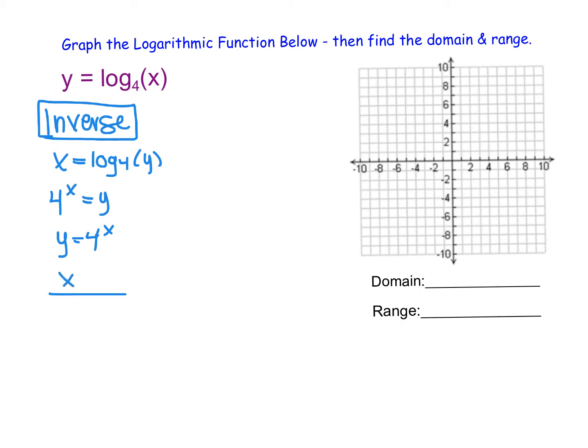So if we create a table of values for that, we type in values from -2 to 2.